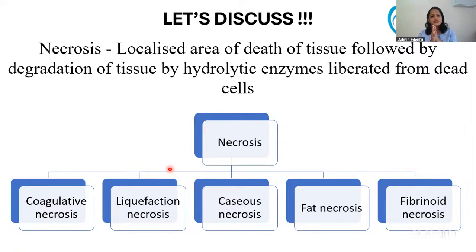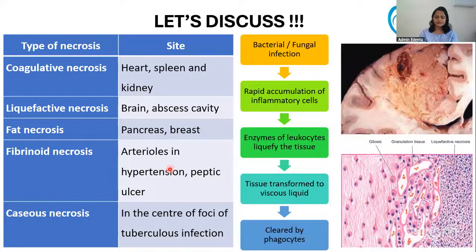Now, various types of necrosis can be seen clinically. We see coagulative necrosis, which is the most common type. Then liquefactive necrosis is also there. Caseous necrosis, fat necrosis, and fibrinoid necrosis are usually seen.